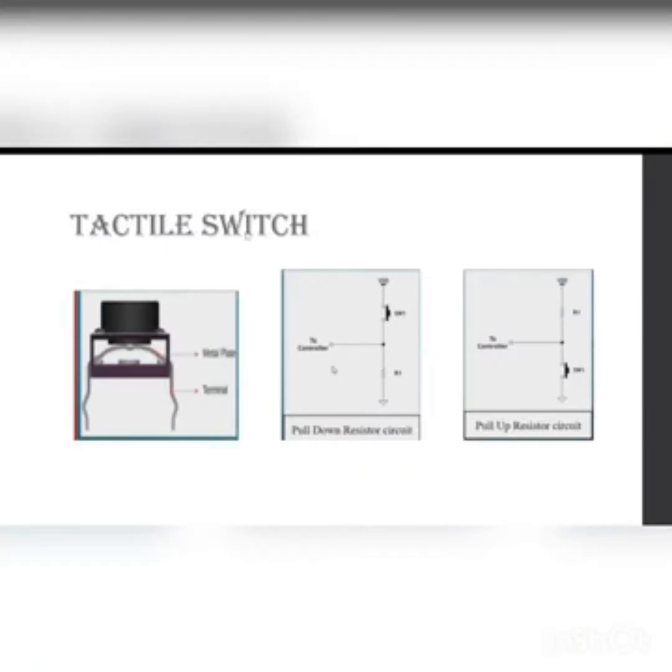Tactile switch. This is one type of switch. A tactile switch allows electricity to flow in one circuit by manually pressing the operating section. Okay, this is a pull-down resistor circuit, also a pull-up resistor circuit.